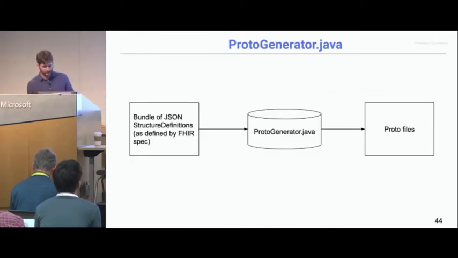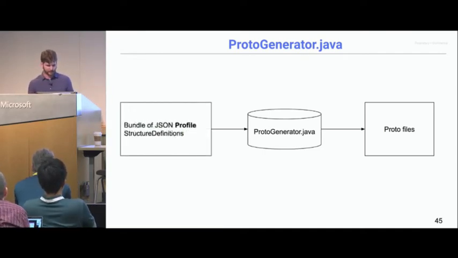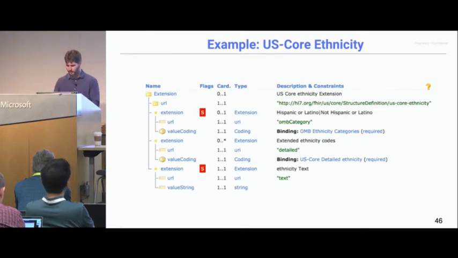So here it goes back to my very complicated diagram. The key here is that profiles are also structure definitions. So all we have to do to make this work with profiles is to feed it profiles and then have code within the generator that knows how to handle slicings, to take slicings and turn them into top level fields. So let's take a look at examples.